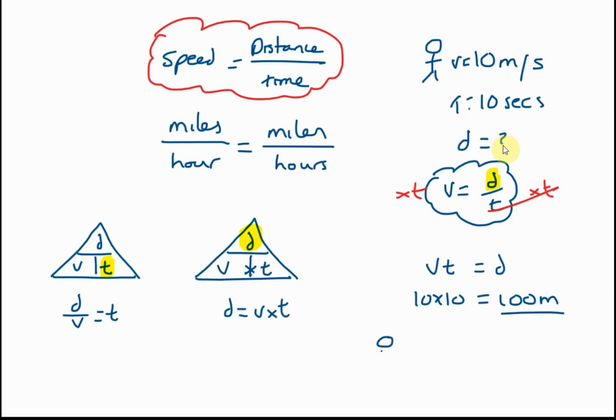Okay, so at 0 he's here, and after 1 second he's just gone 10 meters. After 2 seconds he's gone another 10 meters. After 3 seconds he's gone another 10 meters, etc., etc. So instead of adding all that up, we're going to do the multiplication. We're going to do 10 meters times 10 seconds, 100 meters. Okay.